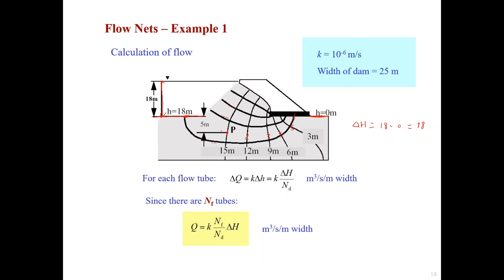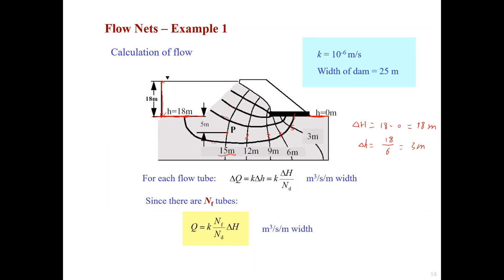So each head drop, delta H, will be 18 divided by 6. So each head drop will be 3 meters. So the first water head is obviously 18 meters. And at the second equipotential line, the water head will be 18 minus 3, so that's 15 meters. Following the same way, we are able to label the water head value for each equipotential line.